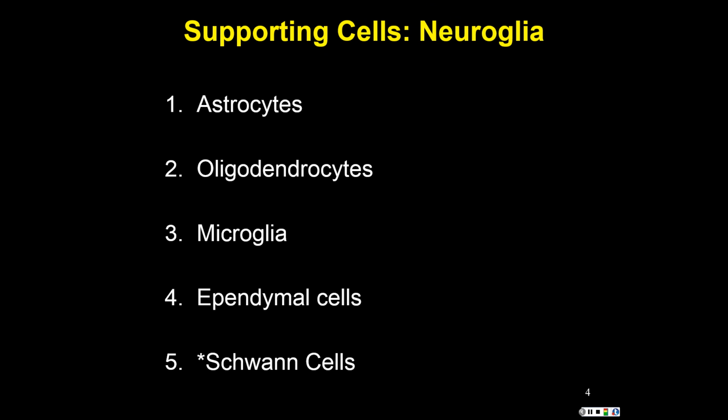There are 5 types of glial cells. They're called astrocytes, oligodendrocytes, microglia, ependymal cells, and Schwann cells. You'll notice in this list that I have an asterisk by the Schwann cells, and this is because the Schwann cells are the only peripheral nervous system glial cells. So the first 4, the astrocytes, oligodendrocytes, microglia, and ependymal cells, are found exclusively in the central nervous system, while the Schwann cells are found exclusively in the peripheral nervous system.